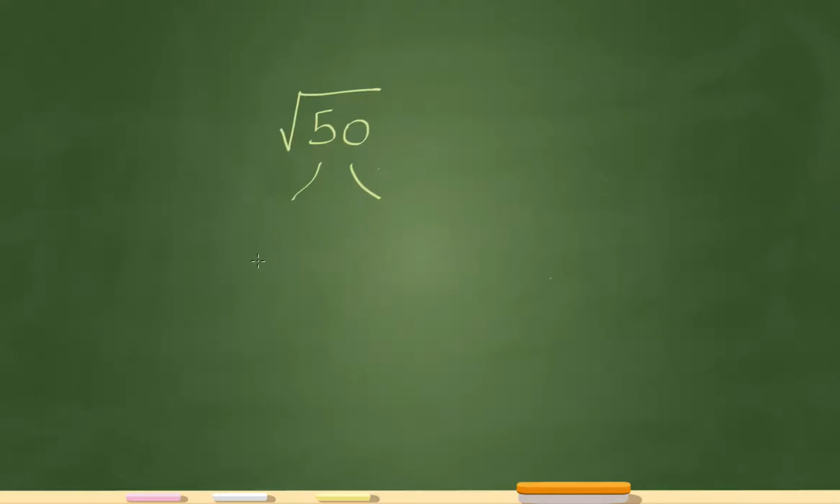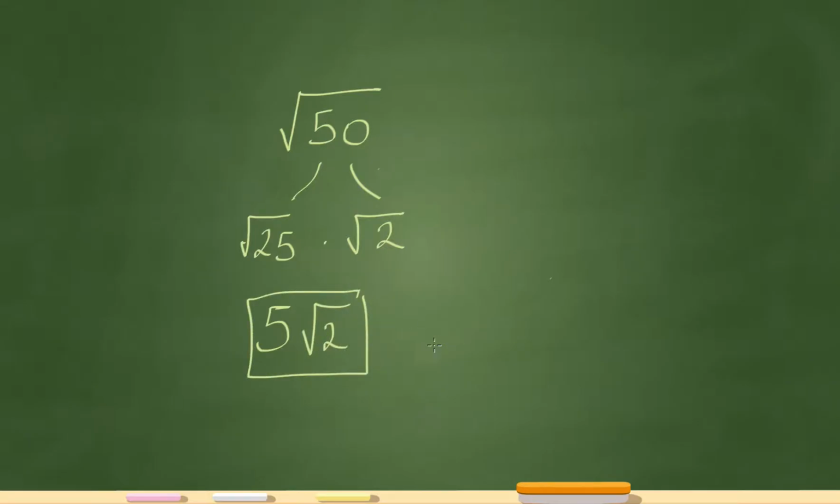what I want to do is think of two numbers that multiply to 50, but where one of them is a perfect square. And that will be square root of 25 times square root of 2. Now square root of 25 is just 5, and square root of 2 you can't break down any further, so that gives me 5 root 2. And that's my final answer, 5 root 2.